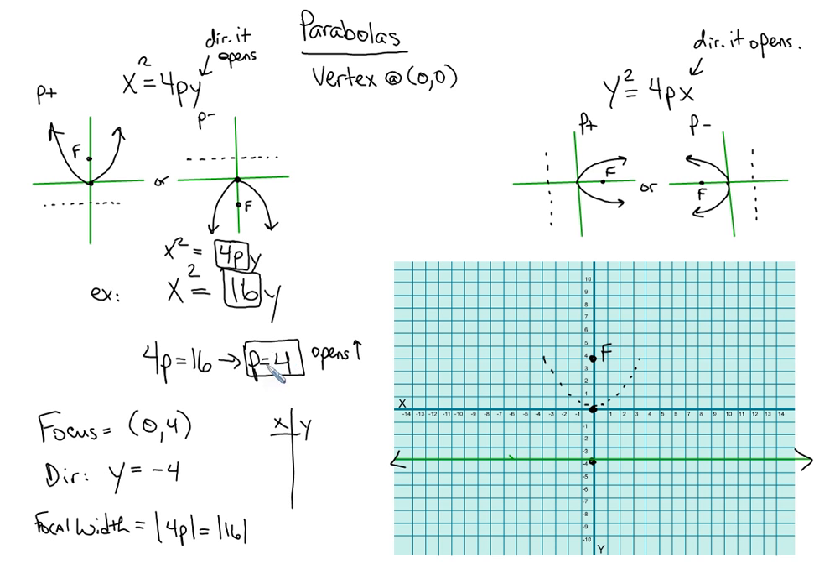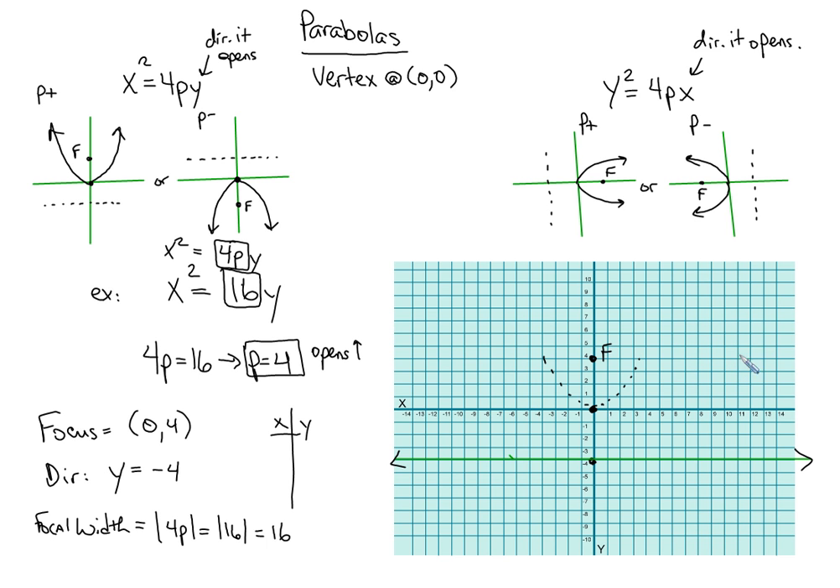Why the absolute value? Because sometimes p is negative, and the focal width is a length. It has to be positive. So essentially, we just ignore the negative. That's what the absolute value is there for. This is 16. What does that tell us? That tells us that our distance from one side of our parabola to the other through the focus is 16.